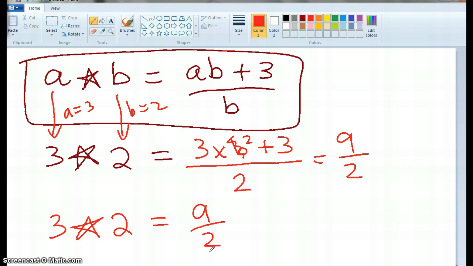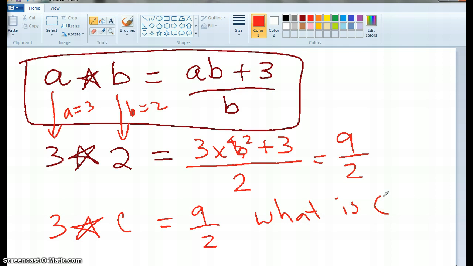How would I then find out, if I said 3 asterisk c equals 9 upon 2, how would I find out what c is? Okay, we already know what c is. What is it? Well, yeah, because that answer is the same as that, so it's actually 2. But let's say we didn't know that, okay?